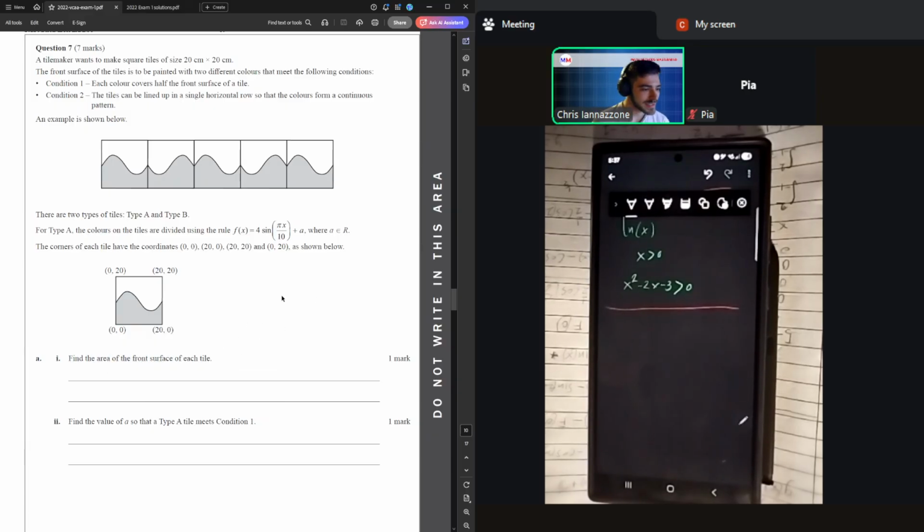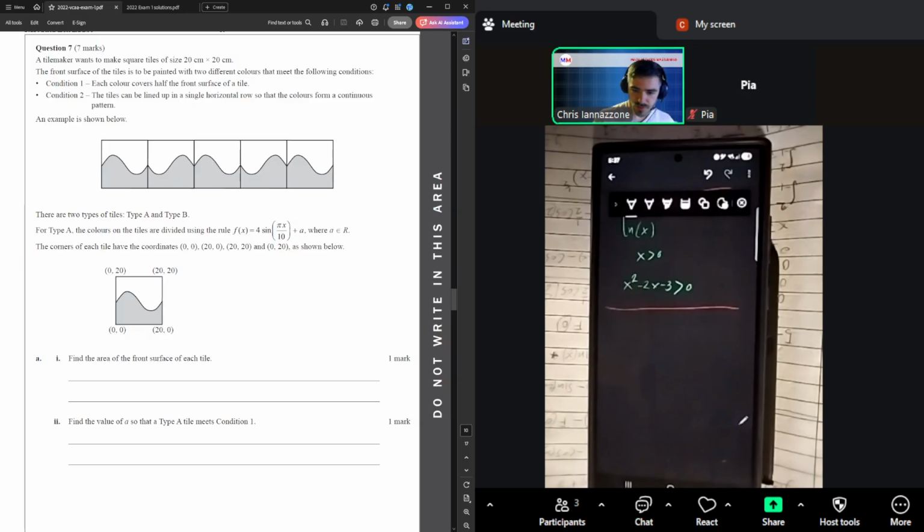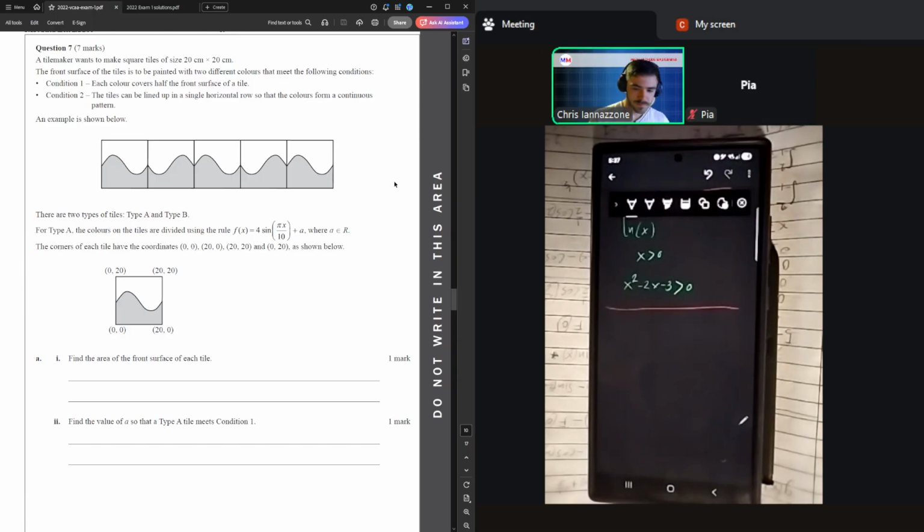First up, find the area of the front surface of each tile. Fairly simple question there. Area of the front surface. Should probably give you another copy of these, shouldn't I? Let me grab both of those, solution and document, so you can pull them up on your own as well. Alright, those should be sent.